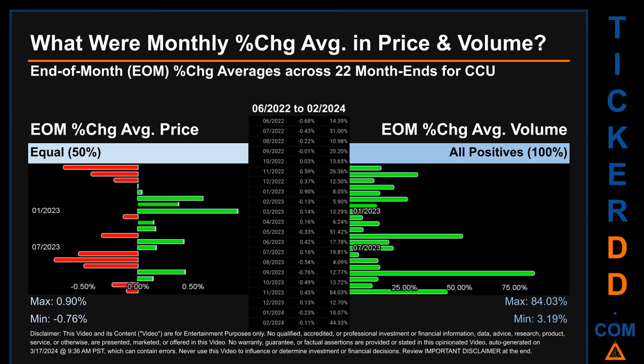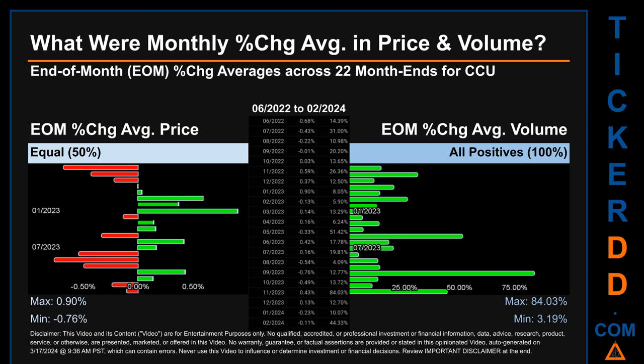From 06, 2022 to 02, 2024, there was an equal split of monthly percentage change in price across 22 month ends. In terms of volume, 22 out of 22 month ends had a positive percentage change. That is, 100% of month ends saw a positive percentage change in average volume.